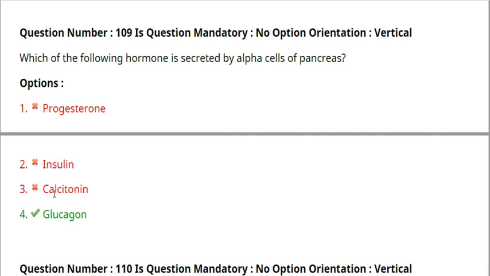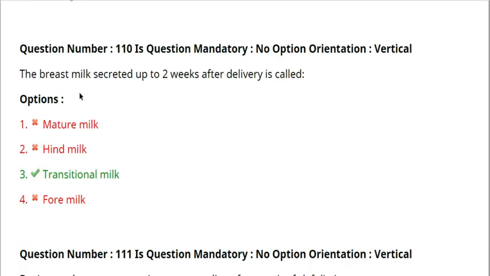Calcitonin is produced by C cells of the thyroid gland, that is, parafollicular cells of the thyroid gland will be secreting the calcitonin. Progesterone will be secreted by your adrenal gland as well as gonads, that is, your ovary and testes will be secreting progesterone. The breast milk secreted up to 2 weeks after delivery is called as transitional milk, friends.